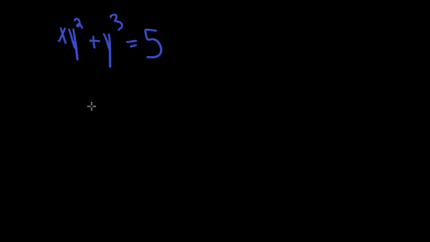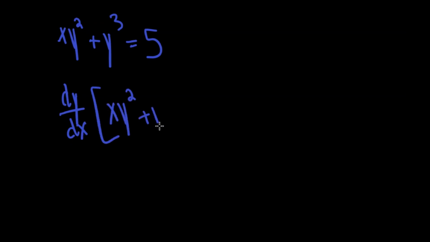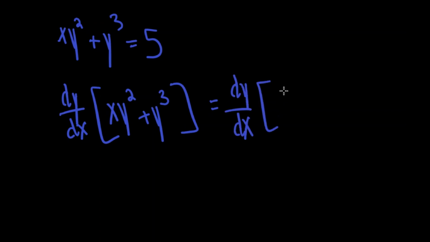First, we'll do our implicit derivative. With implicit derivative, we're going to take the derivative with respect to x, right? So this is what it would look like. And then we'll do the same thing for the right side of the equation. However, we know that the derivative of a constant is just 0, so we can set this equal to 0.